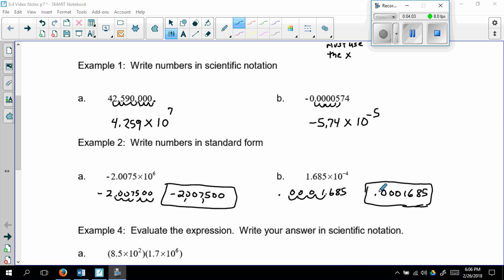Okay, did you get 0.000165? It's fine to have a leading 0 if you wish. Just make sure it's very clear where the decimal is. Notice again that I kind of showed my work and then I rewrote it.